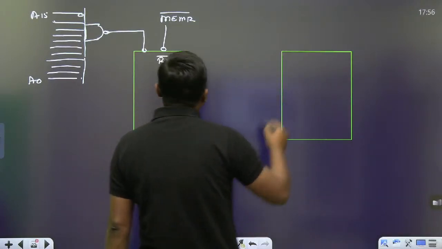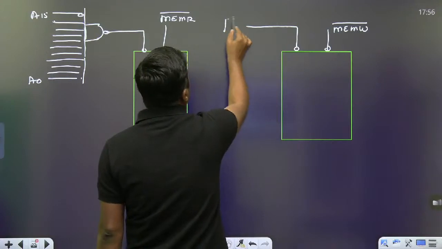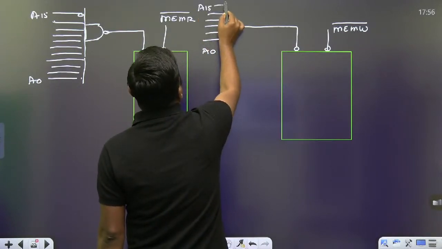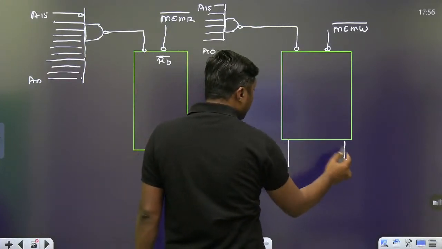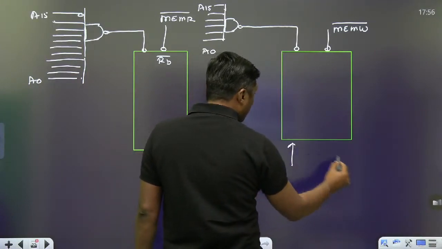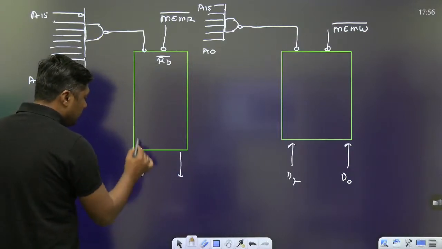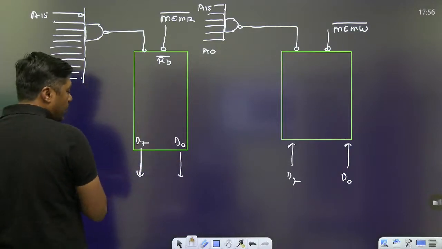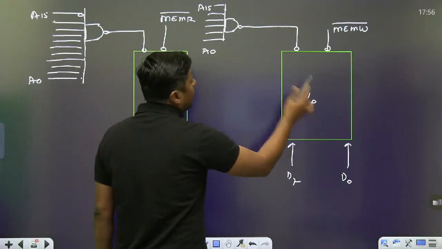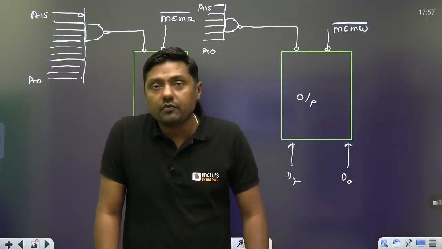This is the output device. If it is an output device, then it is connected here: memory read, write, and again a 16-bit address, A0 to A15. Always write down the direction of the data. If the direction is inside, from microprocessor to peripheral, then this is called a write operation. If the data line is outside, from peripheral towards microprocessor, then it is called an input device. Input, output: with the help of the arrow, remember that. With the help of the arrow, you have to decide whether it is an input device or an output device. Memory-mapped input-output peripheral devices.